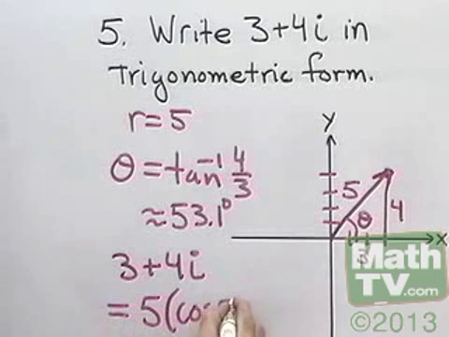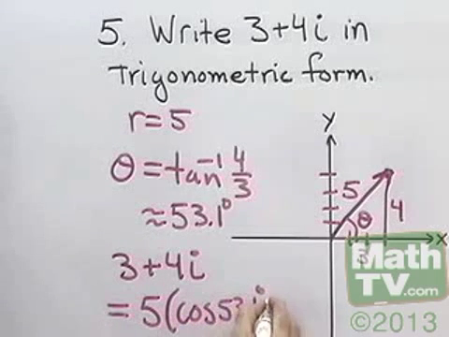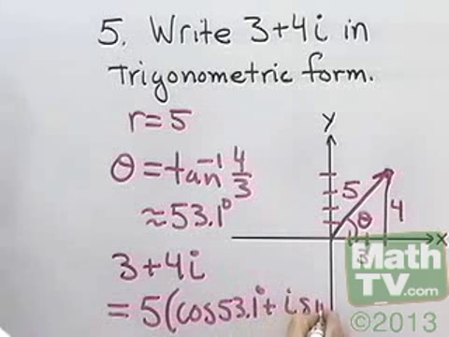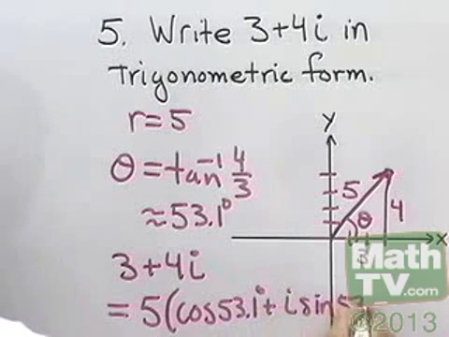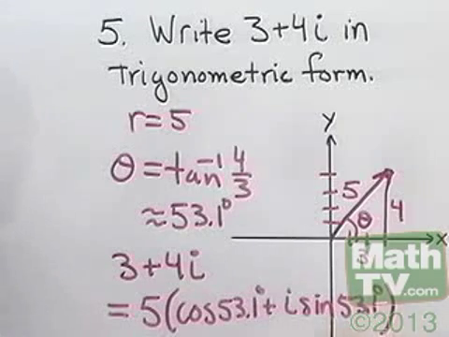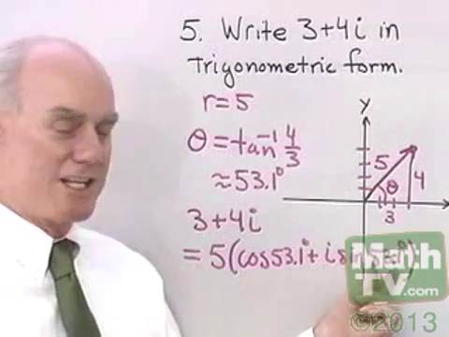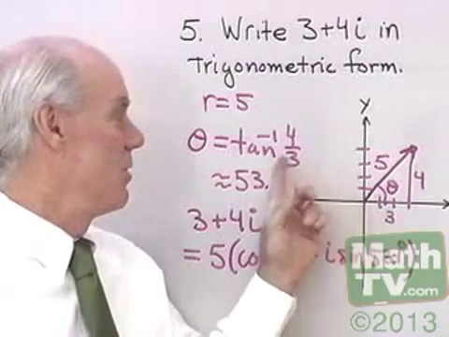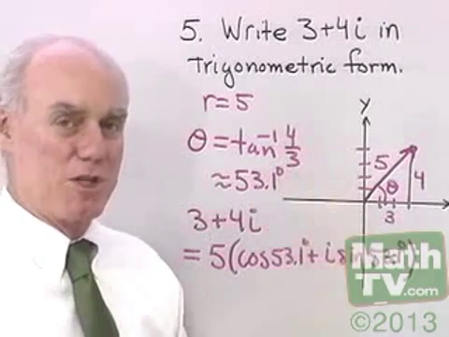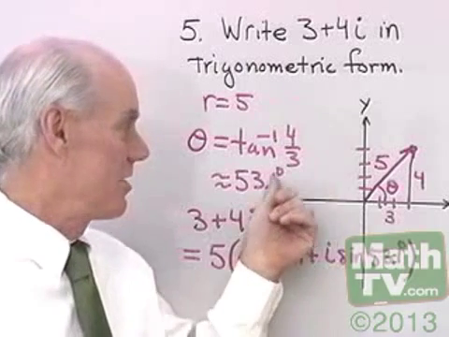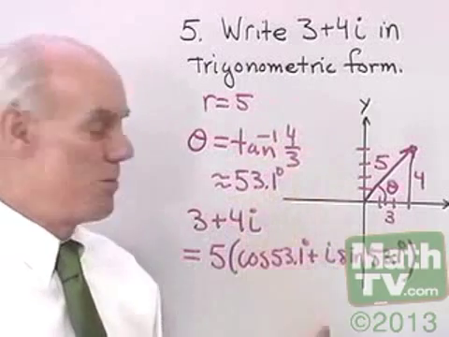cosine 53.1 degrees plus i times the sine of 53.1 degrees. So I should probably write approximately right here because this angle is not it exactly. The exact value for this angle would be inverse tangent 4/3. But just so that I have something to write, I'll go to my calculator, work this problem, get 53.1.